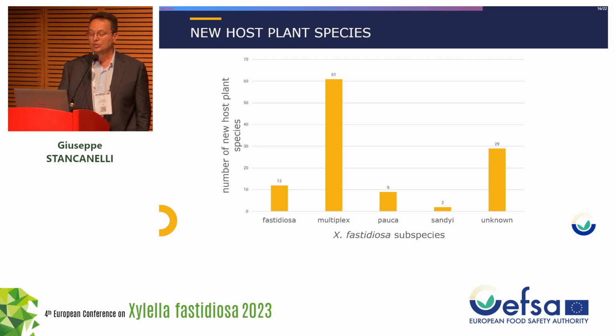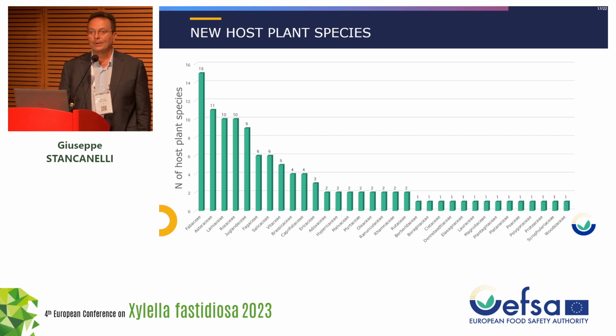Generally, most of the new records in the last 2.5 years are from Europe from the multiplex subspecies, but also from fastidiosa, pauca, or we have an unknown category, which is always a bit fluctuating in the database, because every time we have a report with an unknown subspecies, we report it as it is, but then we update if there is new information on subspecies or ST type for that report. So the last column is a bit moving with time.